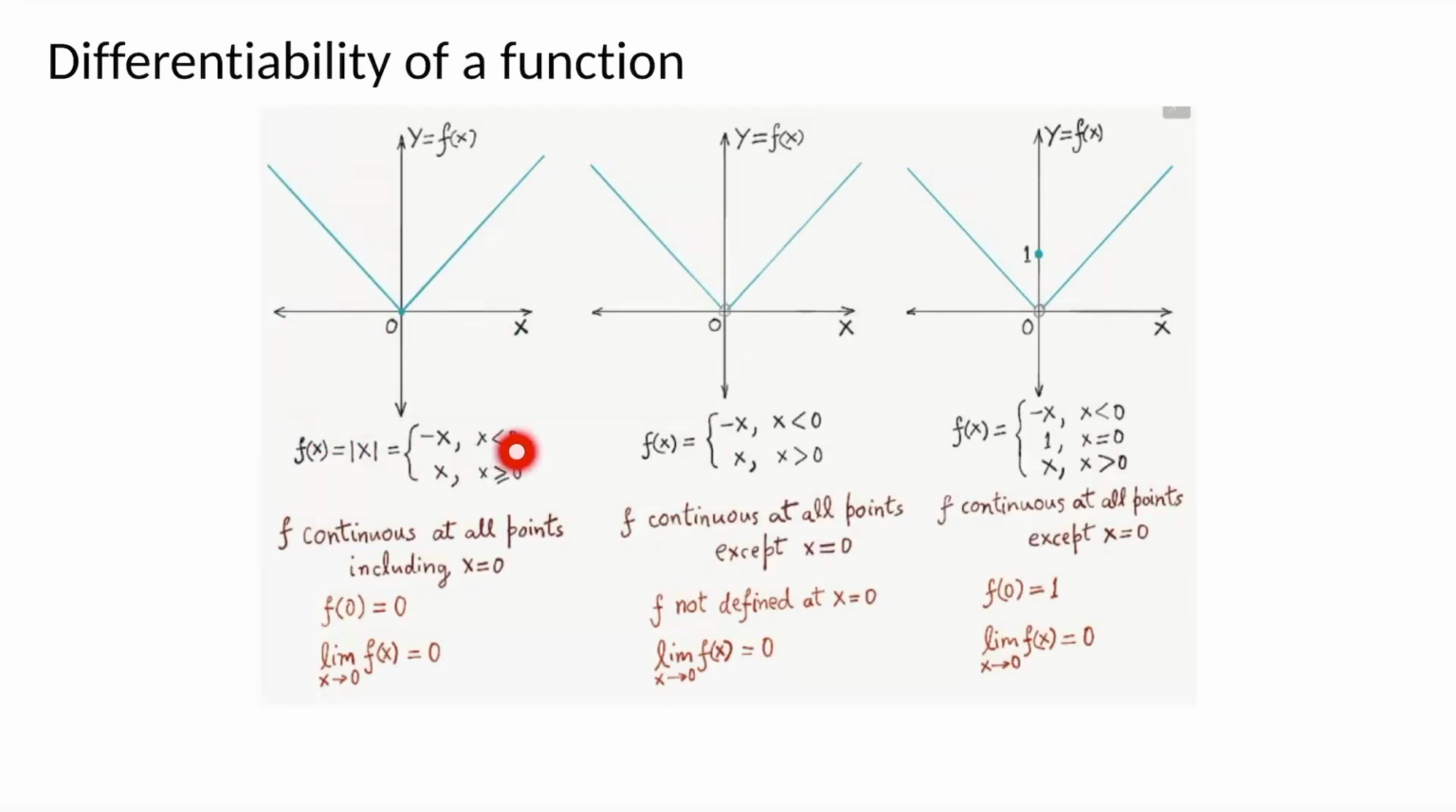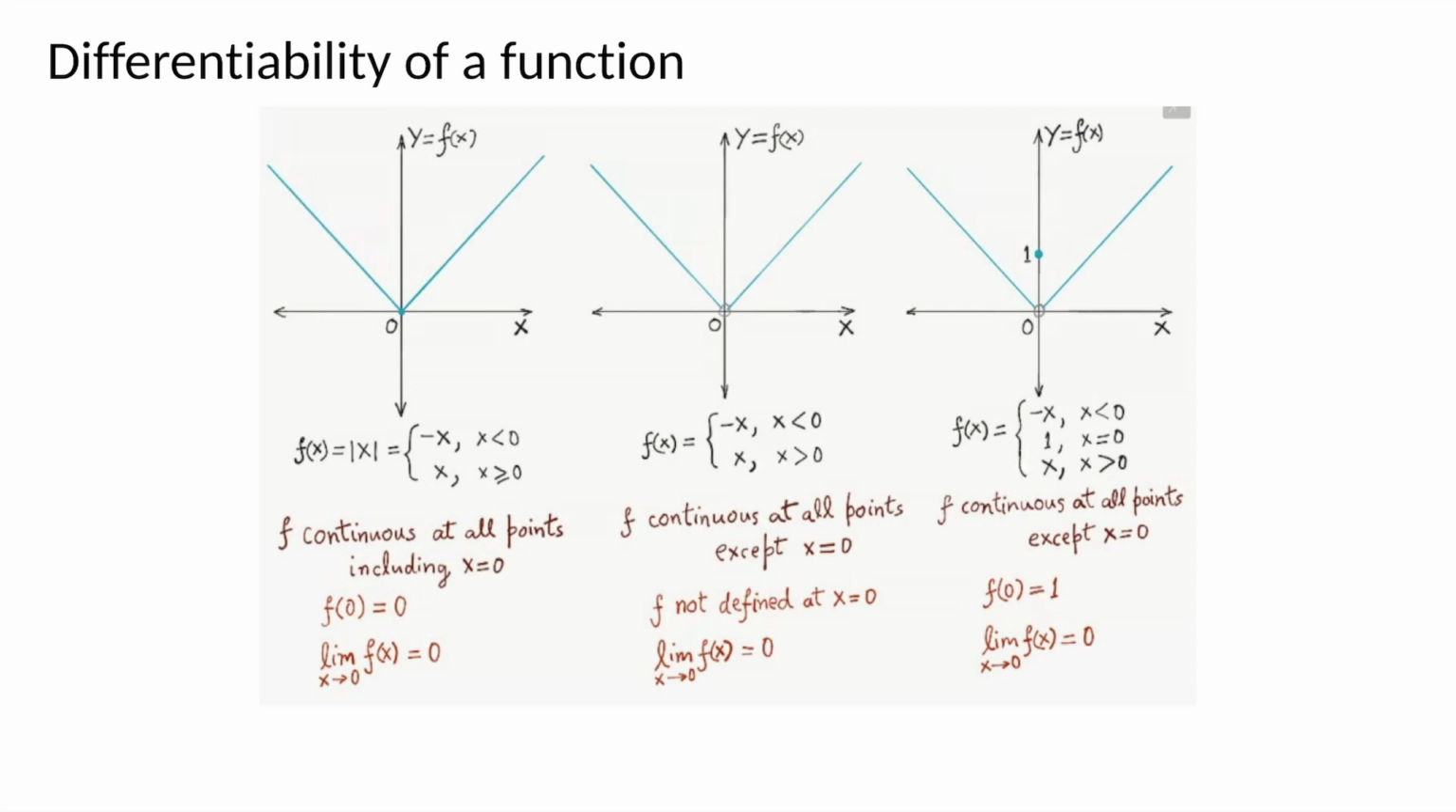In the first graph here on the left hand side, f(x) is defined at all values of x. In this middle graph, f(x) is not defined at x equal to 0, and in this right graph, f(x) is defined at x equal to 0, but it takes a different value than 0. It takes a value of 1. We have already seen that the first function is continuous and the second and the third functions are not continuous. Let us now check if they are differentiable.